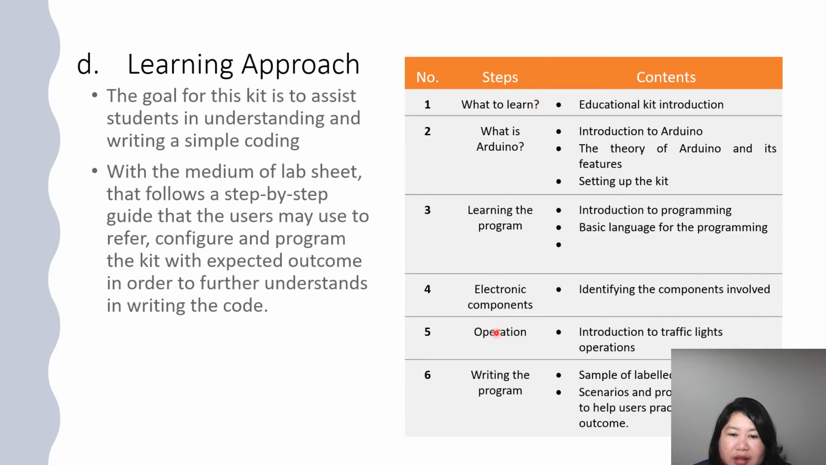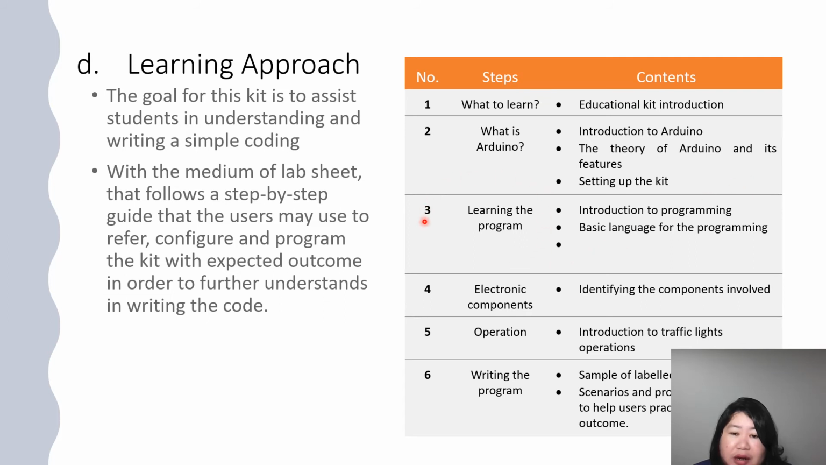So there are 6 steps overall in the learning approach. The first one is what to learn. In what to learn, we will use the educational kit introduction. The second step is what is Arduino. Students will be exposed to the introduction of Arduino and the theory of Arduino and its features, and they will also be setting up the kit.